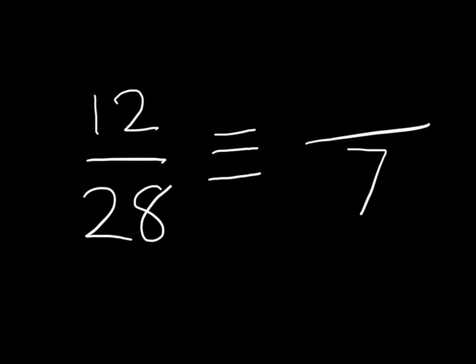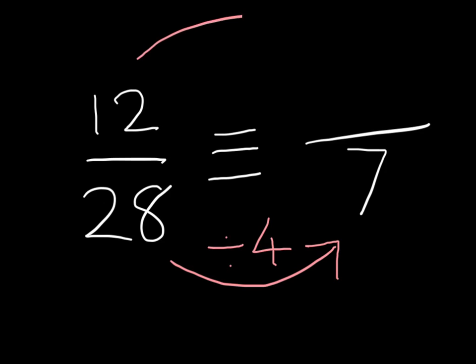Another division one here, I can tell because 7 is smaller than 28. Now 28 divided by 4 equals 7. So what I do to the bottom, I have to do to the top. 12 divided by 4 is 3. 12 twenty-eighths is equivalent to 3 sevenths.